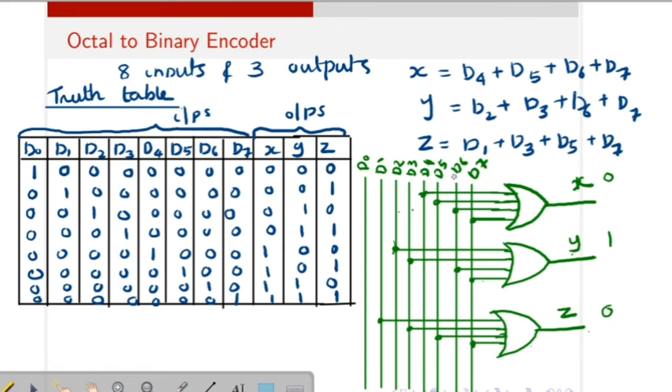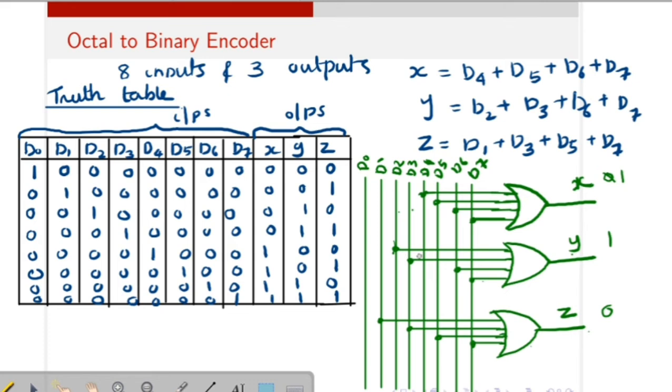Suppose D6 is active. When D6 is active, D6 is given to the first and second OR gates. So we get the output of the first OR gate and second OR gate as 1, and for the third OR gate all the inputs are 0, so it generates 0 output. So we get the output as 1 1 0. So this is how it generates the output.